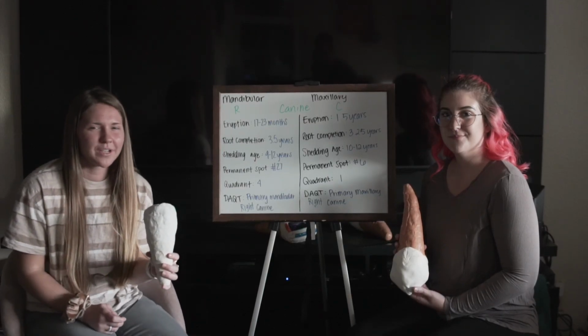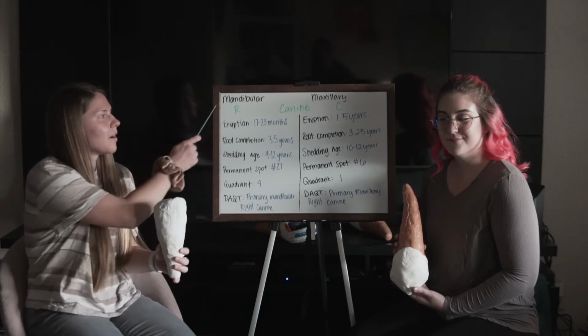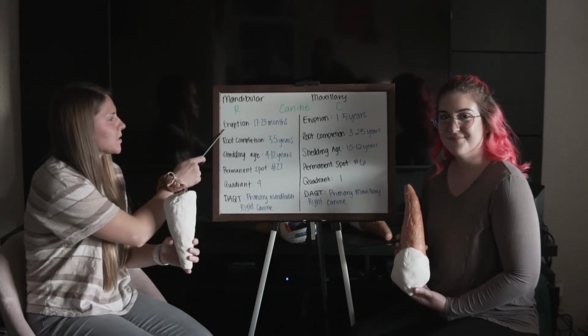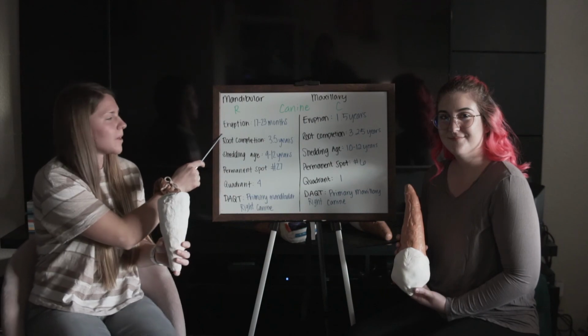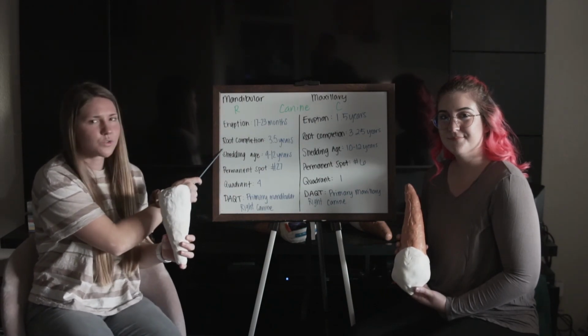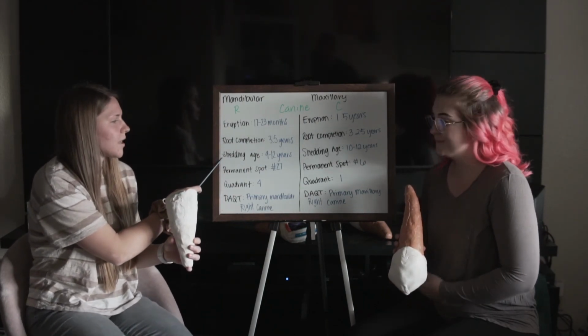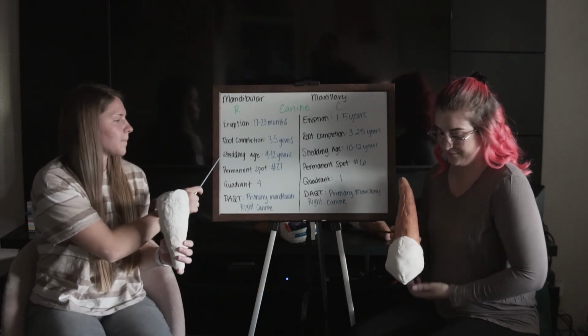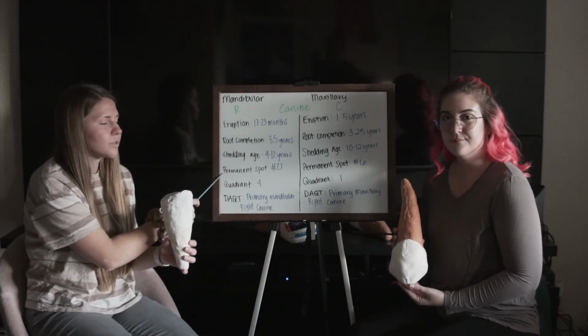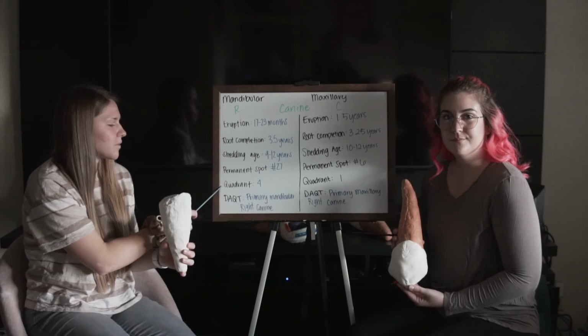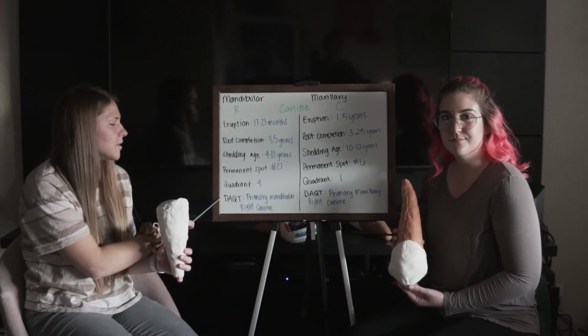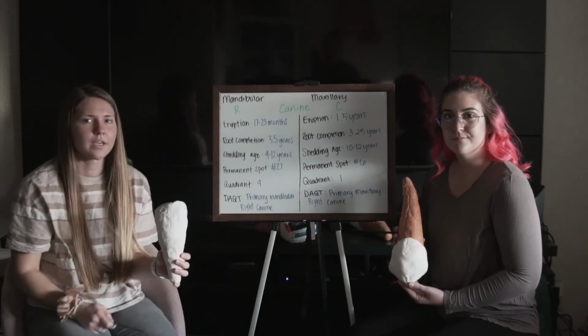This is the primary mandibular right canine, R. The eruption period is 17 to 23 months. The root completion is 3.5 years. The shedding age is 9 to 12 years. The permanent successor is tooth 27, in quadrant 4, and the DAQT is primary mandibular right canine.